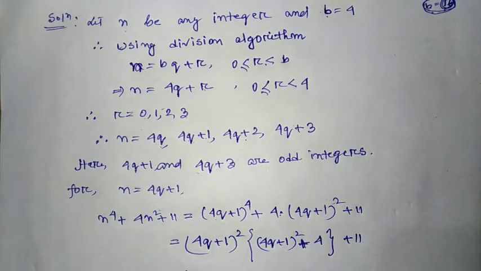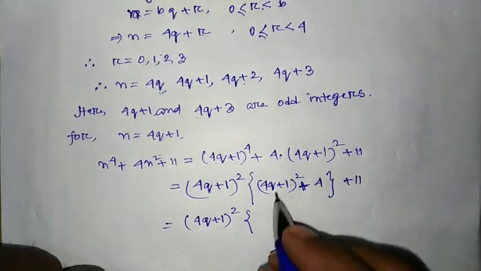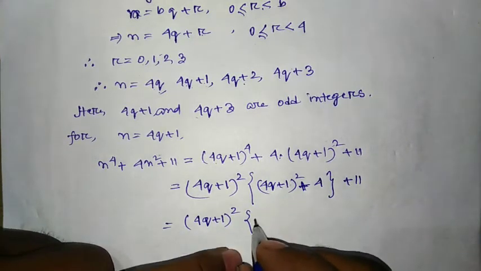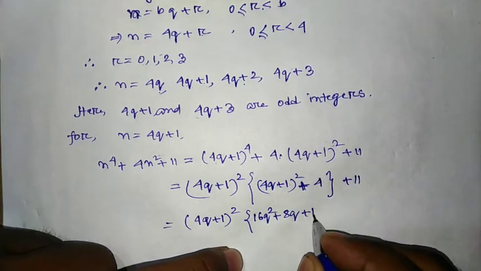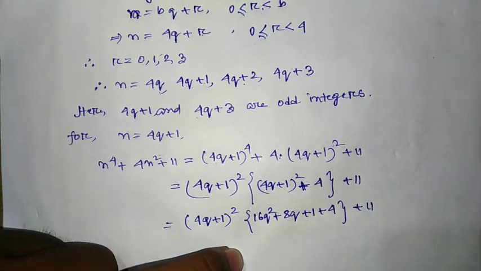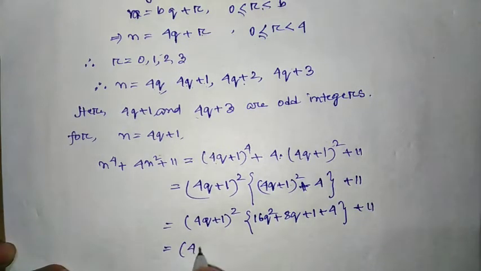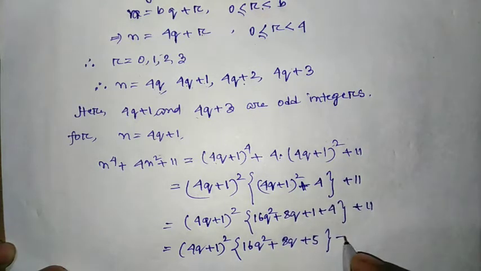(4q+1)^2, here apply the (a+b) formula and break it. After breaking, what do we get? (4q+1)^2 means 16q^2 + 8q + 1, and plus 4, and here remains plus 11. So after solving, we get (4q+1)^2, here remains 16q^2 + 8q + 5 and then plus 11.